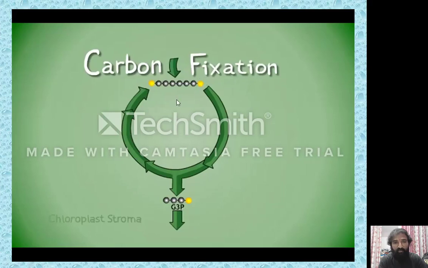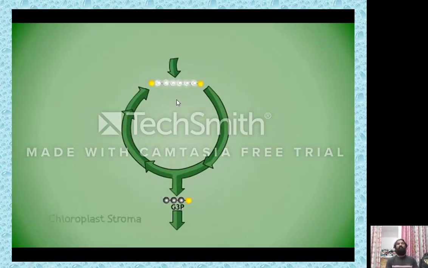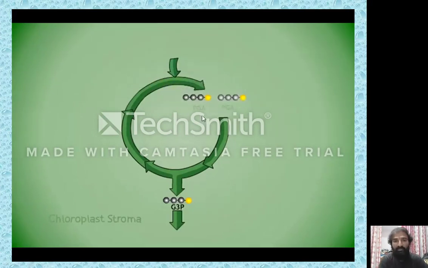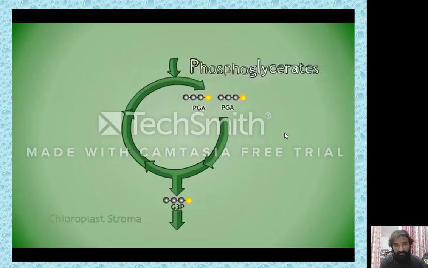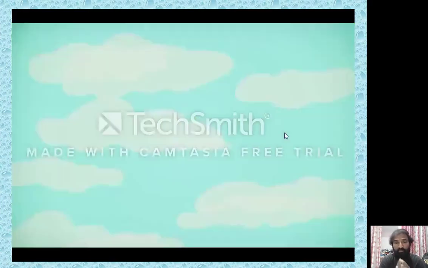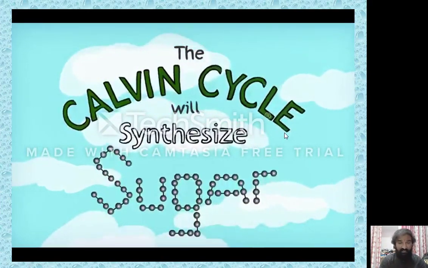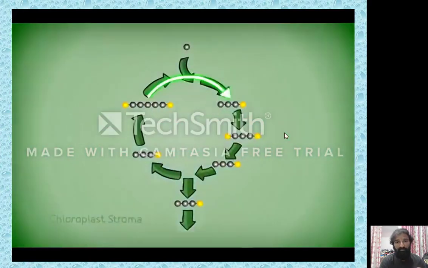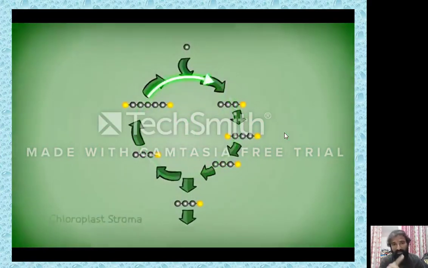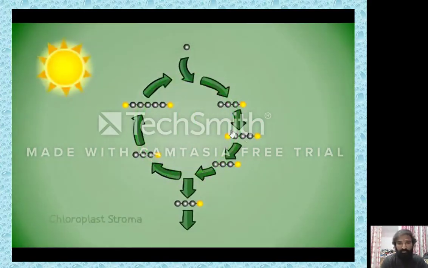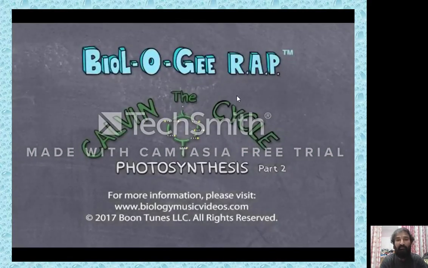6 carbons are formed. Now this 6 carbon compound is split to form a 3 carbon compound called phosphoglyceric acid. As I already told you, when CO2 reacts with RuBP, they do not directly form carbohydrate. Many intermediate compounds are formed, and finally they form the sugar molecules.